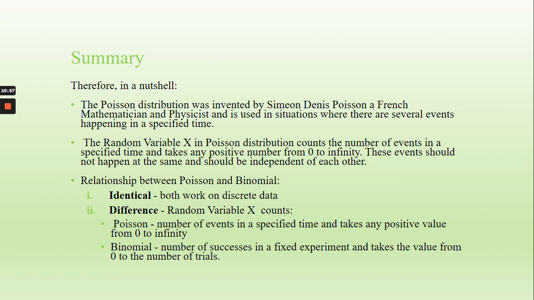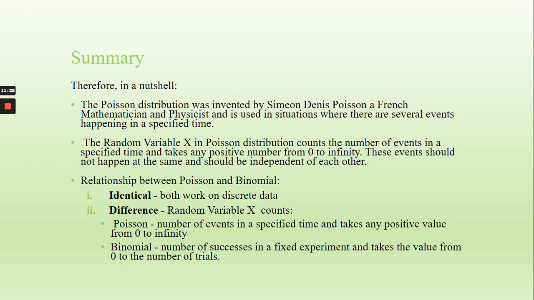we know that the Poisson distribution was invented by Simeon Denis Poisson, a French mathematician and physicist, and is used in situations where there are several events happening in a specified time. So we can have like 20 events, we can have like 30 events, and that is the reason why you saw the random variable taking a value from 0 to infinity. But the time is specific. So we want to see how many events can happen in that 1 hour, and they are discrete, which means they are independent of each other, and they cannot happen at the same time.